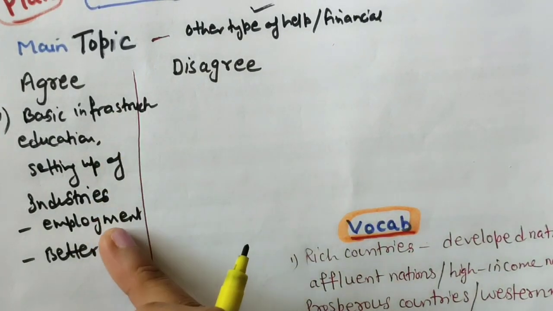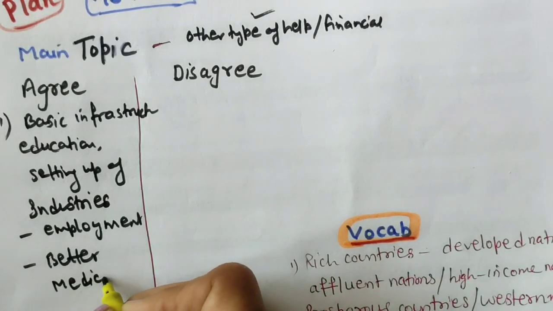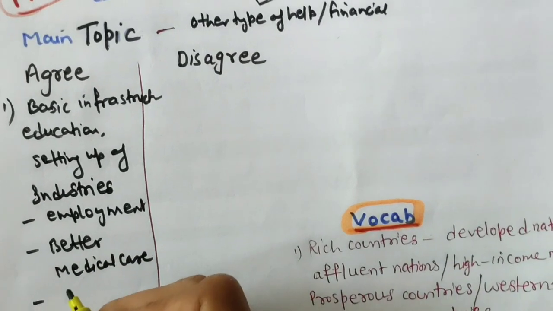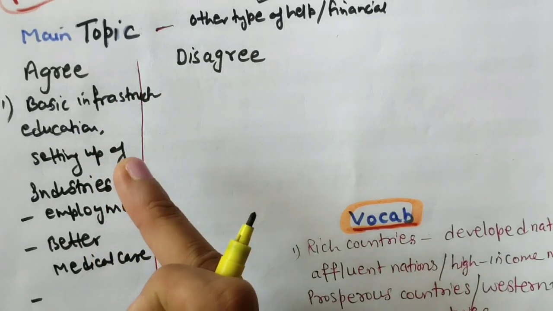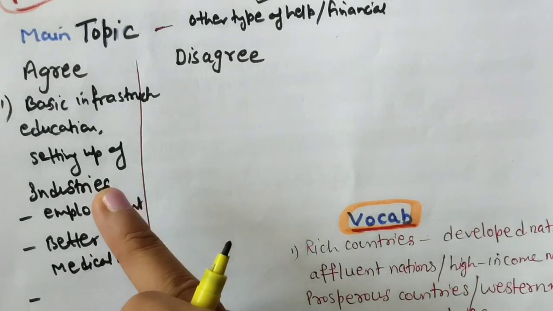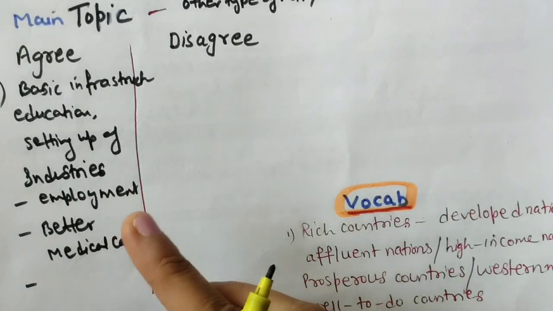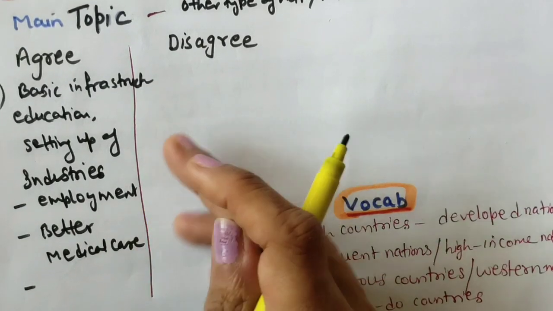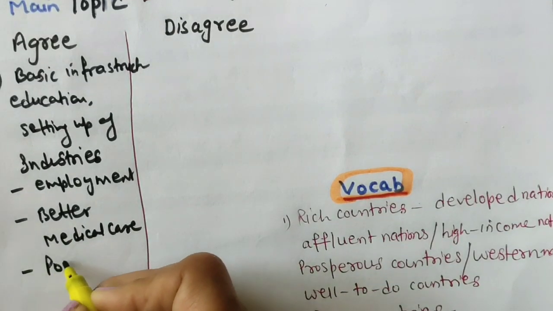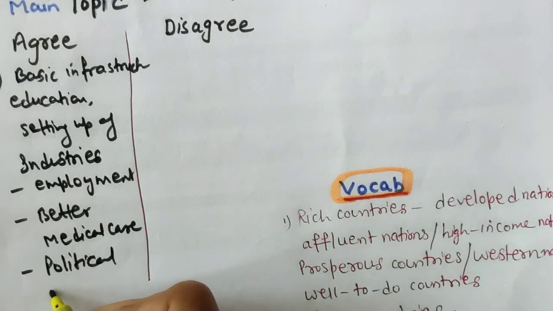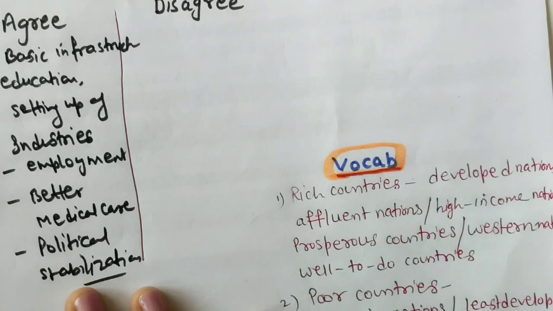I'm talking about investment: developed nations should invest in these sectors. Better medical care, and the educational sector, so that people can get jobs in future. They can set up industries so that youth and adults can get jobs. The employment problem will be solved, and if the employment problem is solved, then poverty will go away by itself. And better medical care, and of course political stabilization should be there. Developed nations can solve this problem.